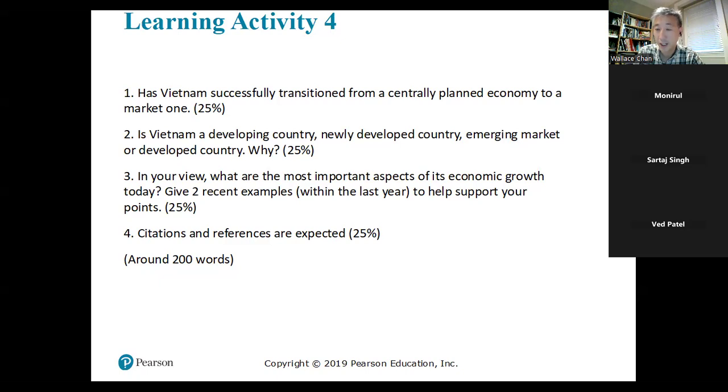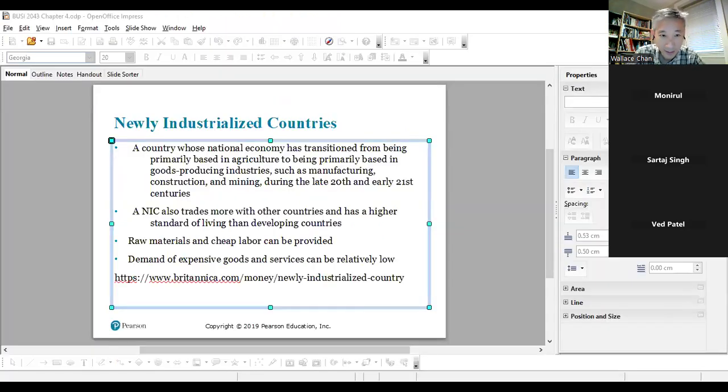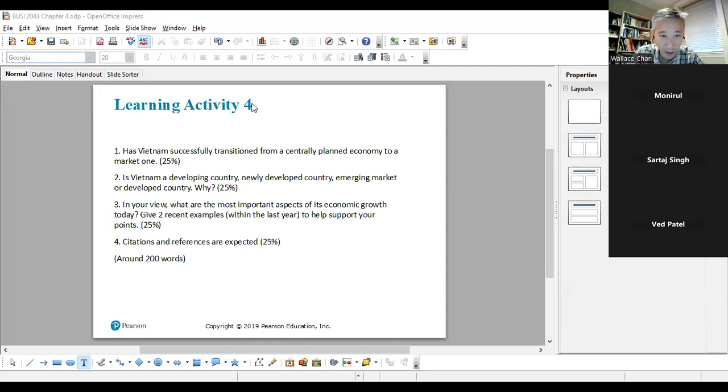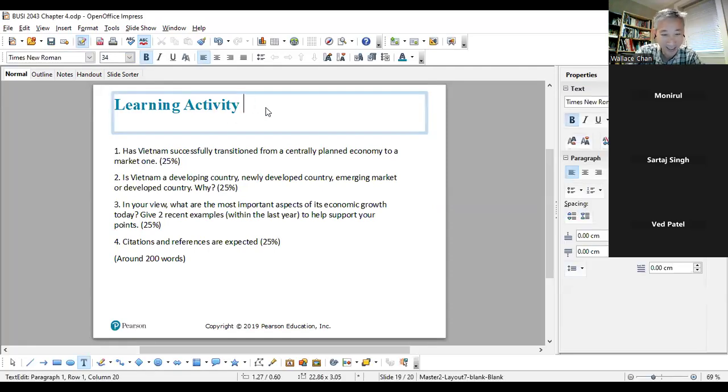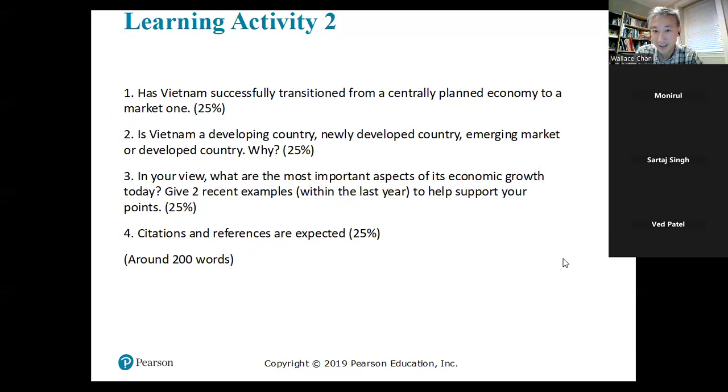So this learning activity, oh, actually, you know what? I've got to change it. It should be learning activity 2, okay? Not 4. This learning activity is to ask you to find out, has Vietnam successfully transitioned from a centrally planned economy to a market one? That is the first question.